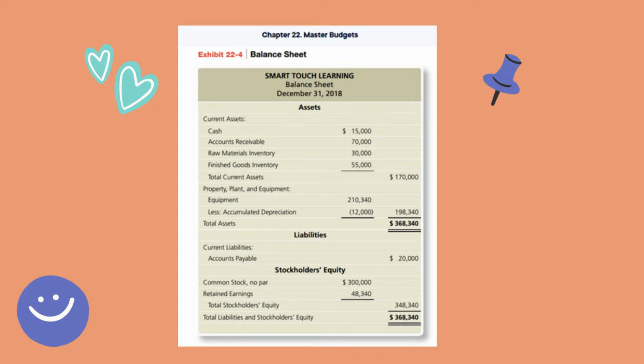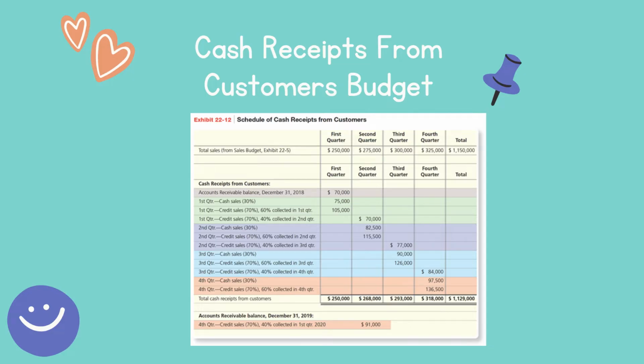So this is the balance sheet at the end of 2018. To prepare the cash budget, we're gonna need to look at this amount, which is cash amount at the end of 2018. So it's gonna be beginning for 2019. This is cash receipts from customers budget. We already prepared it. Okay, so we're gonna look at those numbers, cash receipts from customers.